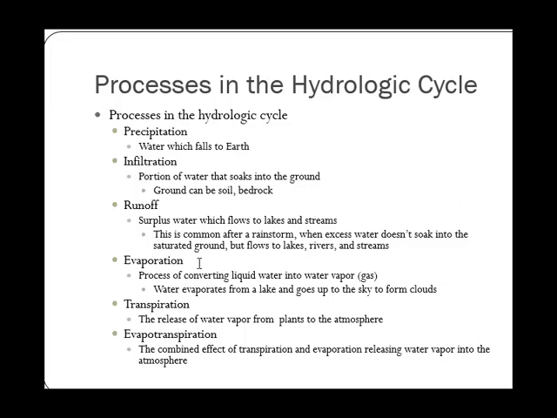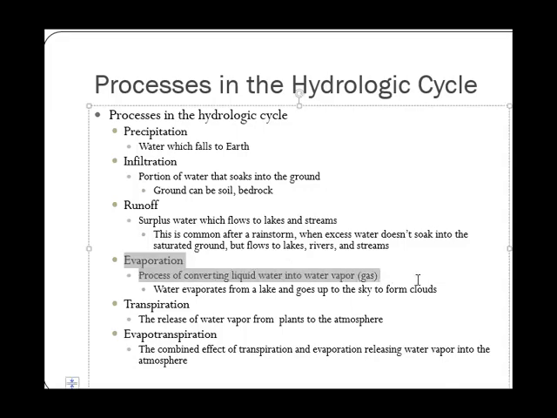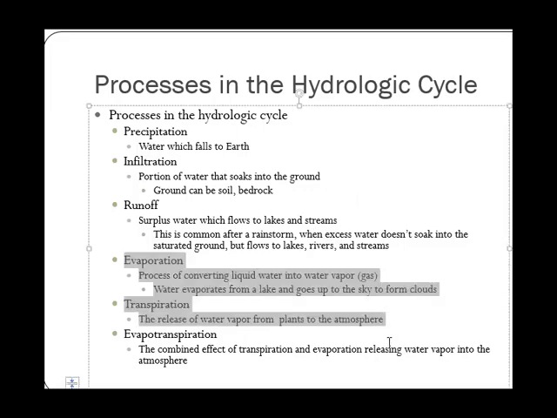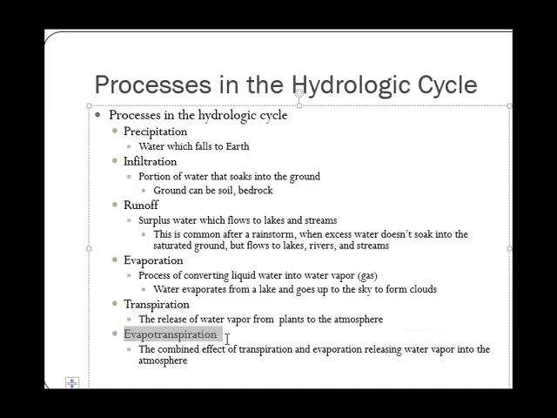Common sense. Evaporation is when liquid turns into water vapor and evaporates from a lake or from a puddle or from a stream or from an ocean and goes up into the sky to form clouds. Transpiration is really the same thing as evaporation, except that it is from plants into the atmosphere. A plant might have water, and if a plant does have water in it, it has to in order to survive. If it's hot outside, some of that water may evaporate into the atmosphere, and the combined effect between evaporation and transpiration is sometimes called evapotranspiration.